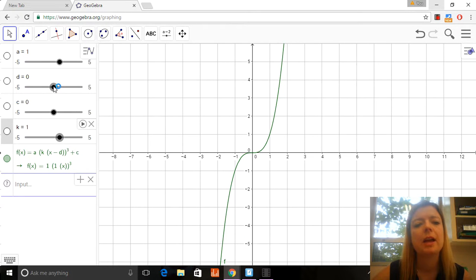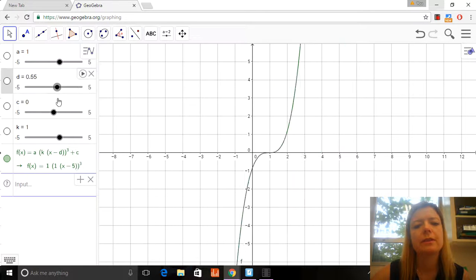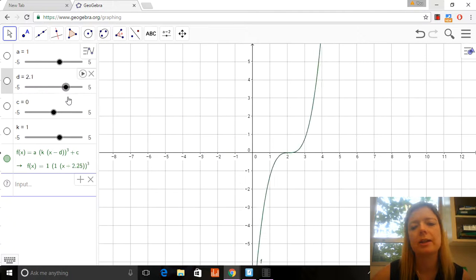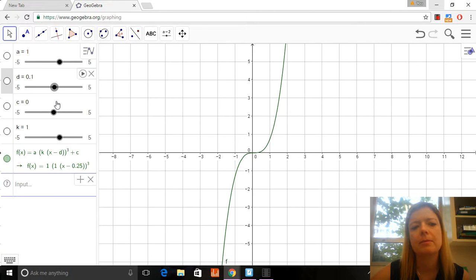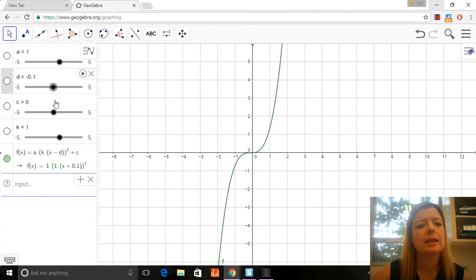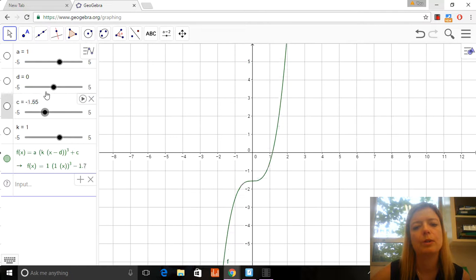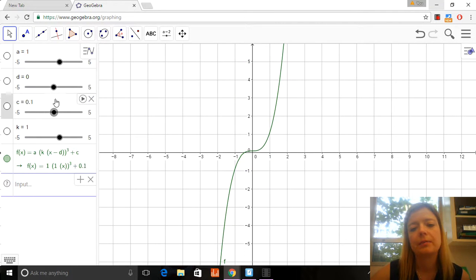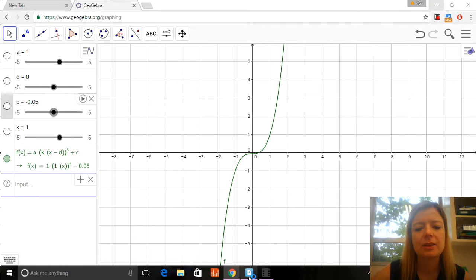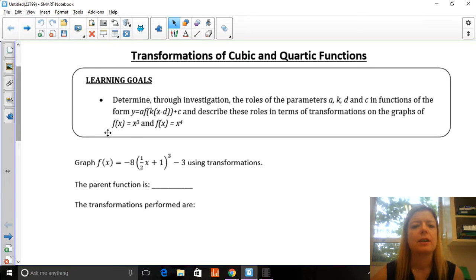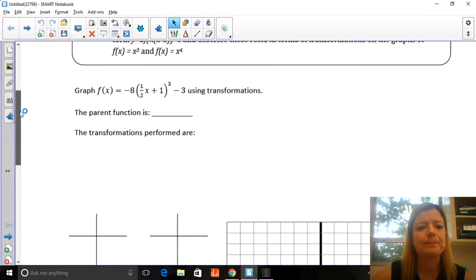So our D value, like normal, moves left and right. So the default D value is 0 when it's at the middle there. And the C value will move it up and down. Whoa! So there you go, same as always. So let's just get to the note and see what kind of questions you can be asked here. Okay, so we're just talking about these parameters, which we've already kind of done. Now we're going to do some questions around it.